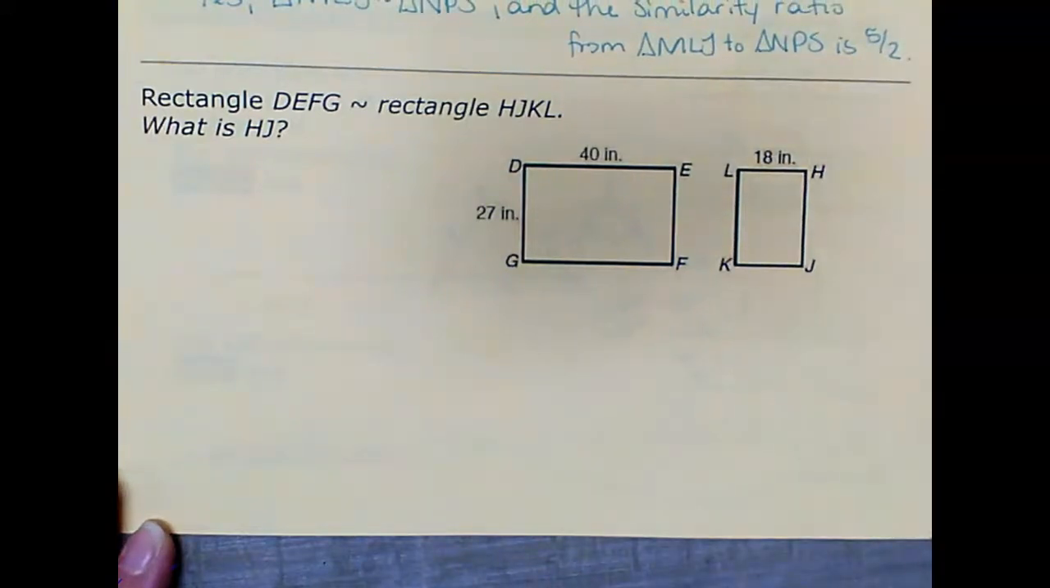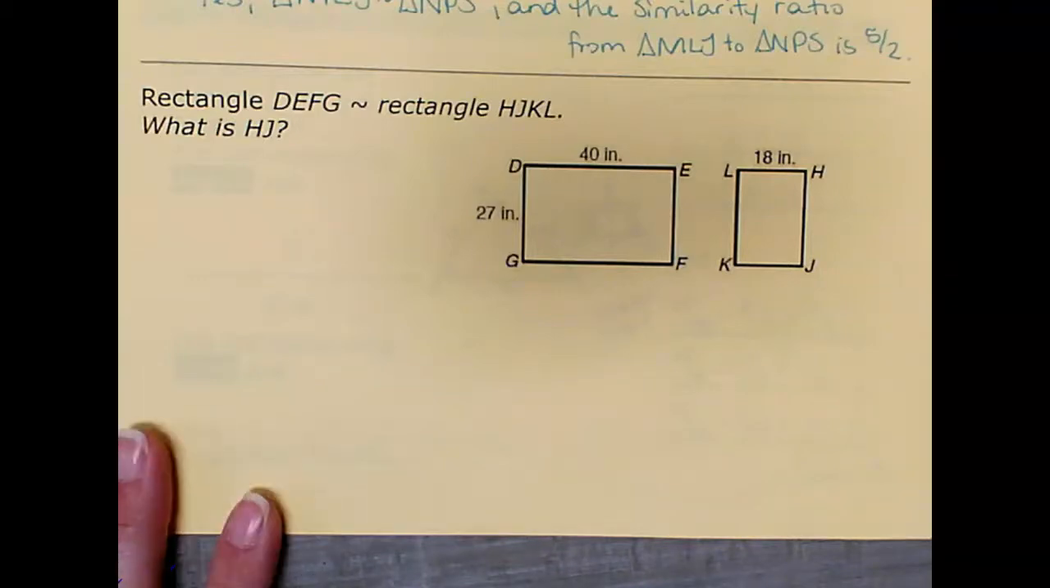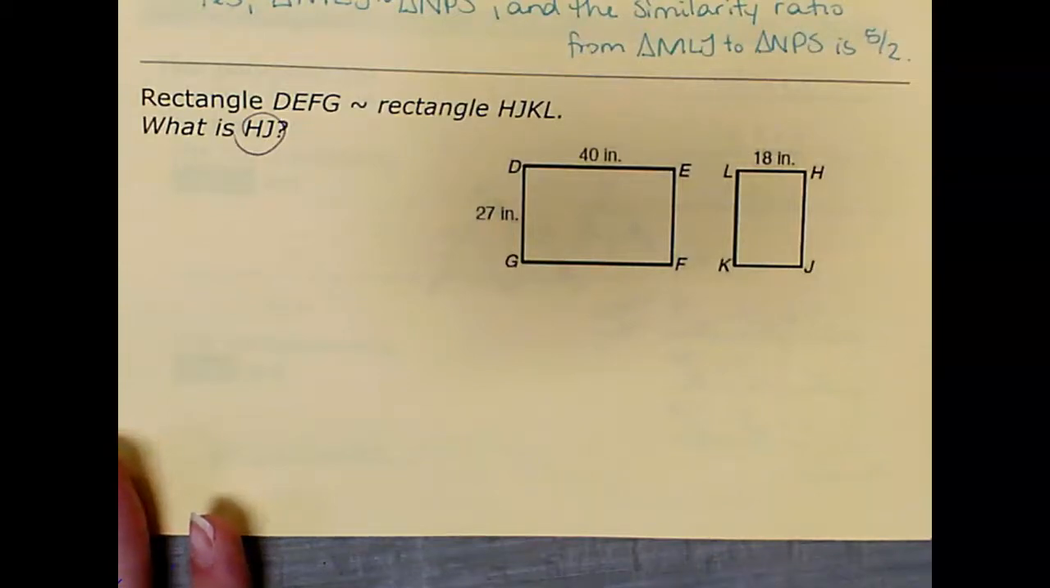The last example says that rectangle DEFG is similar to rectangle HJKL. And it wants to know what is the length of HJ. Well, if we're talking about rectangles, we know that all of the angles must be right angles, so that kind of helps us understand that these 2 rectangles really should be similar. And then finally, we know that the corresponding sides must be proportional.